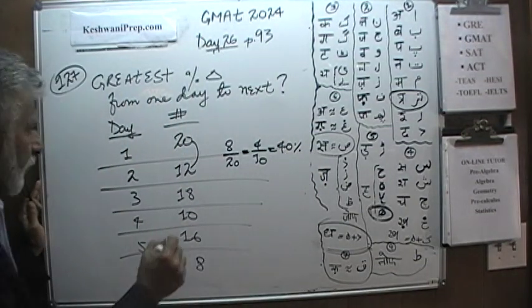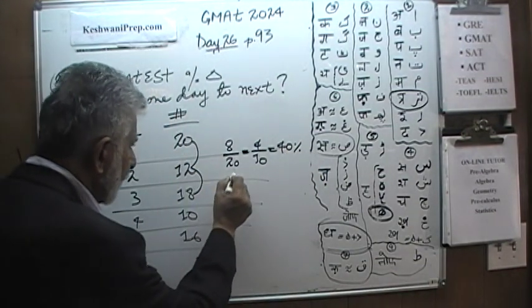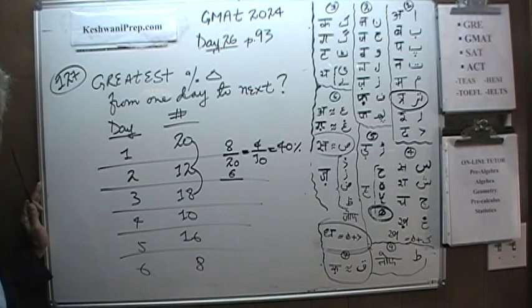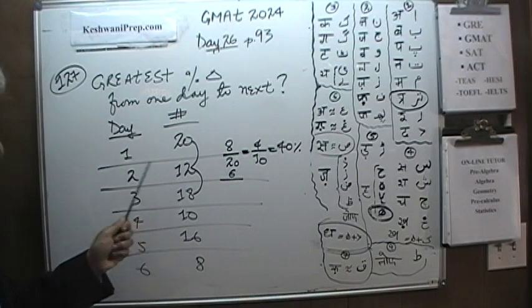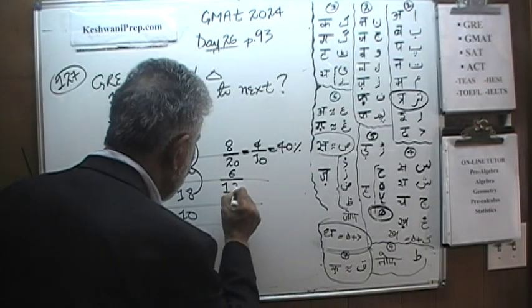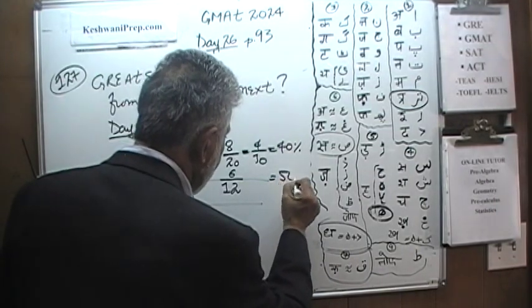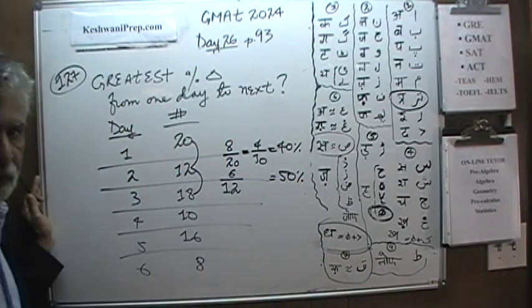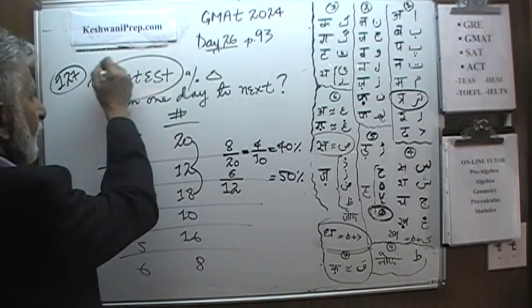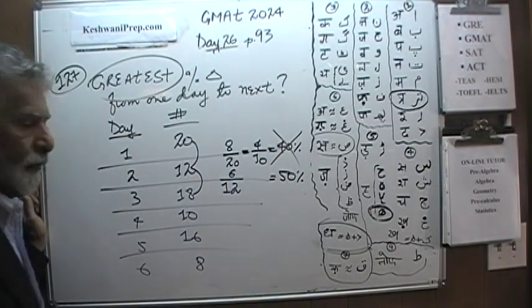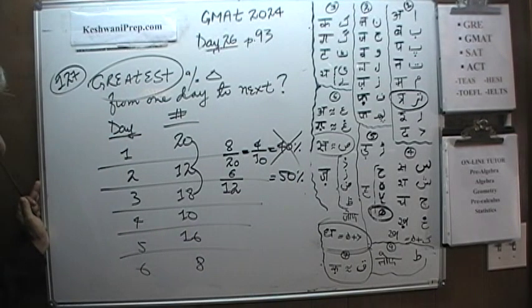Let's do the next one. From 12 to 18, that's a difference of 6. It went up by 6. Compared to what? Compared to what we started out with, which is 12. 6 out of 12 is a 50% change. And since we're looking for the greatest percentage change, that guy is already gone. The greatest change was not from day 1 to day 2.